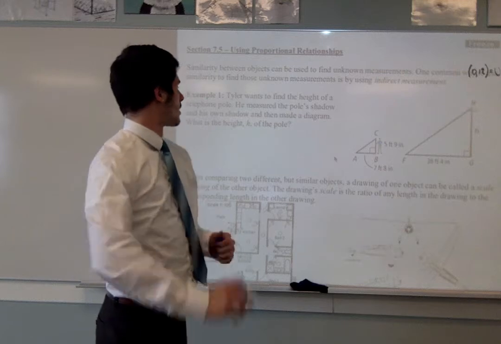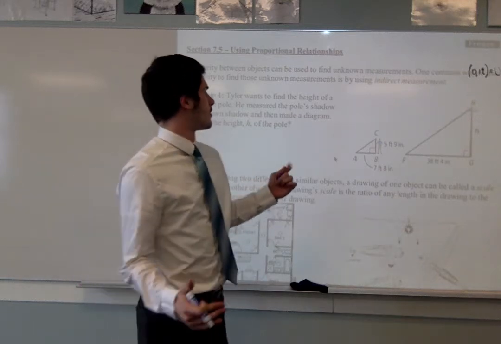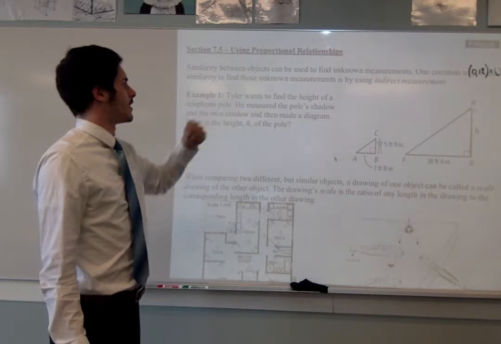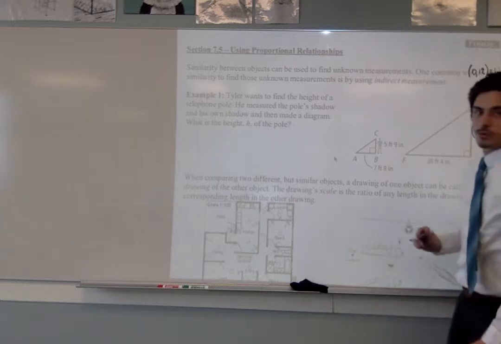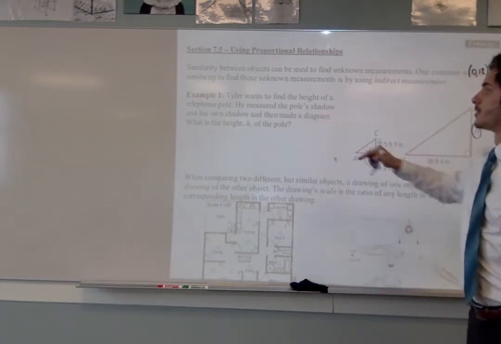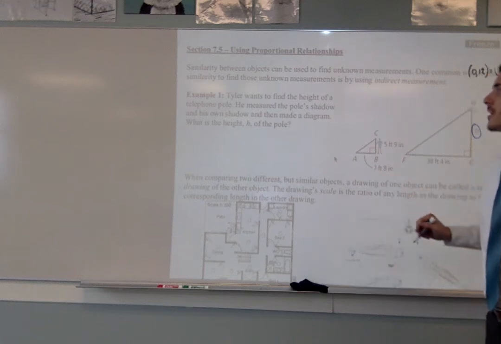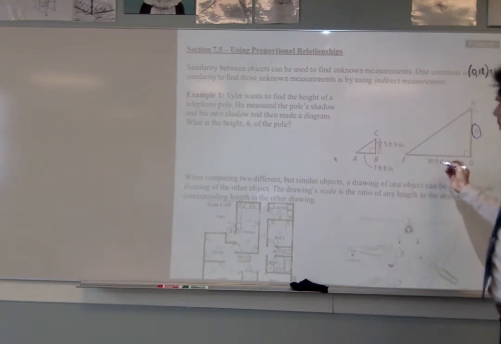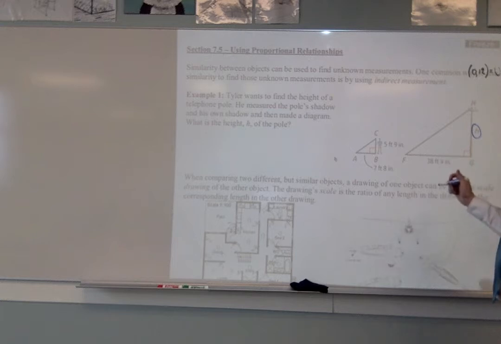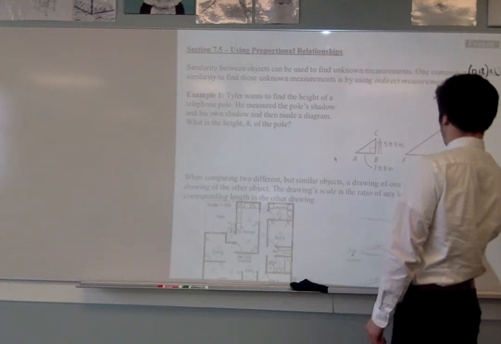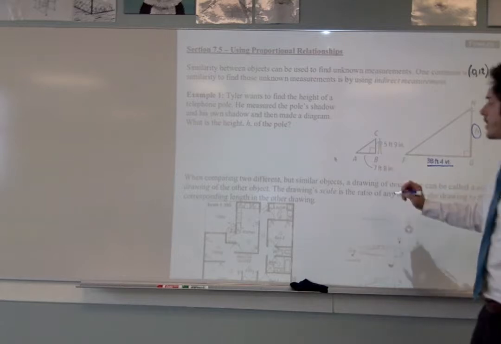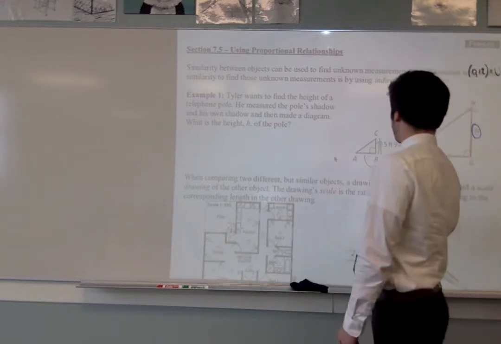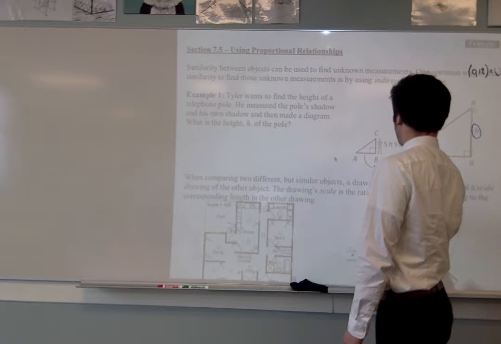So we'll go through this example. Tyler wants to find the height of a telephone pole, and that's going to be represented by this H right here. So that's what we're trying to find. He measured the pole's shadow and his own shadow and then made a diagram. So the length of the pole's shadow is 38 feet 4 inches, and his shadow's length is 7 foot 8 inches.